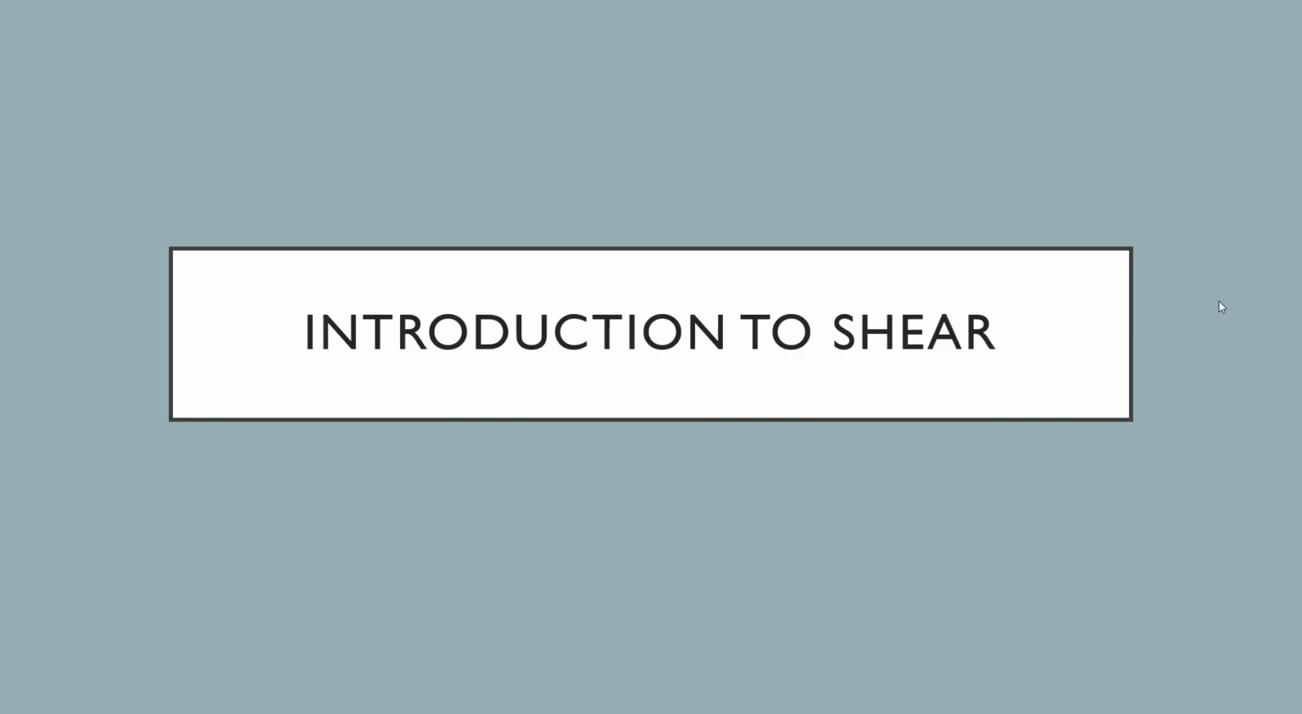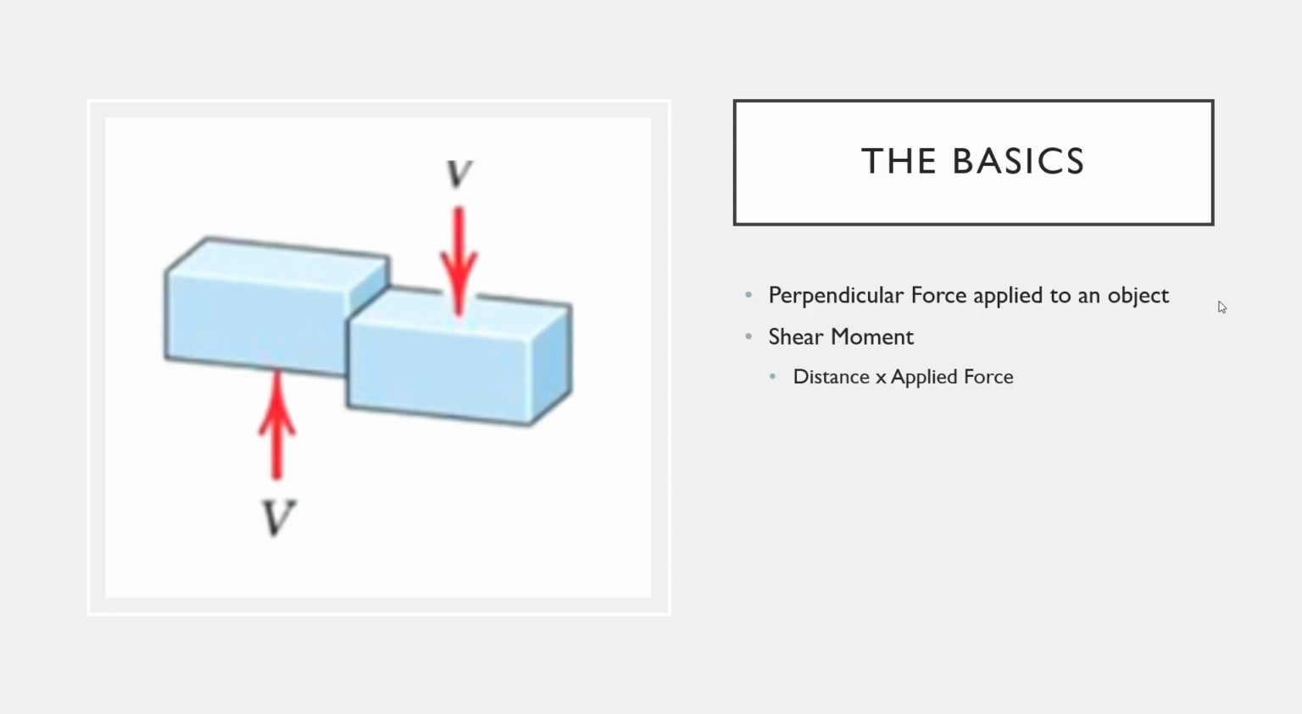So, what is shear? Here we go. Basics. Shear, like discussed, is a perpendicular force applied to an object. As you can see in the image, two forces are applying to the object, up and down, represented by V. V represents shear. When discussing shear, there's a key concept that relates to shear as well, which is a shear moment or a moment in general. A moment is distance times the applied force.